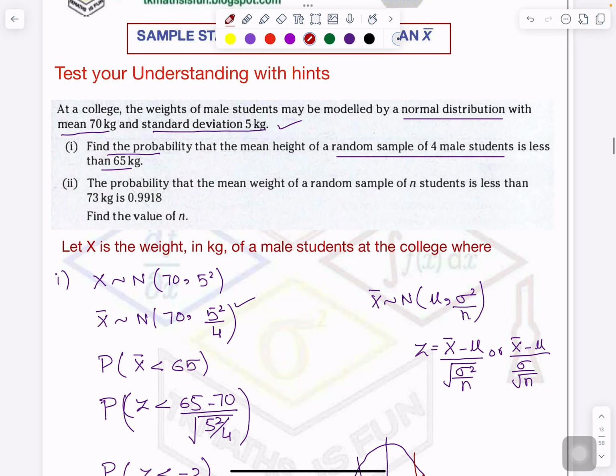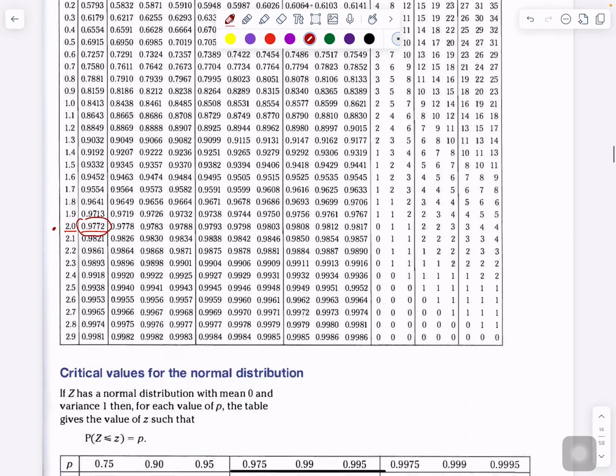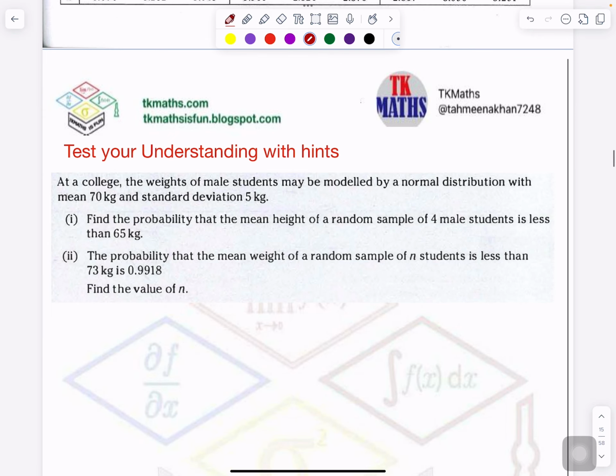Let's see part 2 now. Okay, let's go to the next page. Here, part 2. The probability that the mean height of a random sample of n students, now n is not given to you here, is less than 73 kg is this. So first of all, let's write this whole line in mathematical form, which is easier to understand. So what is that? Probability that the sample mean is less than 73 equals what?